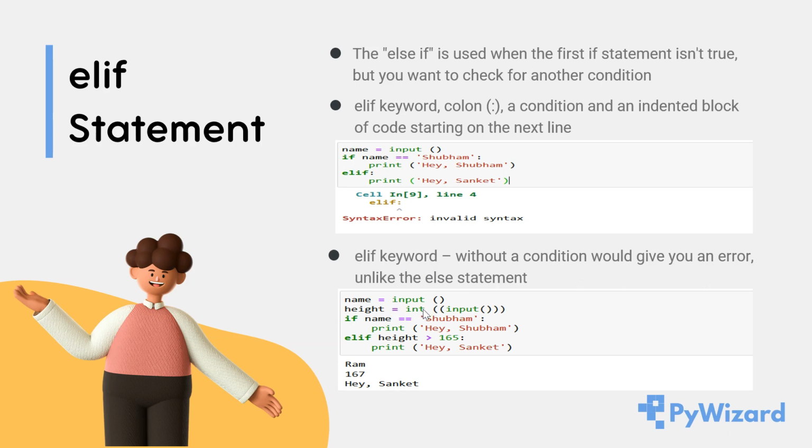So again, we go for name is equal to input, height is equal to integer of input, because height would obviously be an integer number. If name comparison operator equal to Shubham, print hey Shubham. Elif condition height greater than 165 colon, then print hey Sanket. I gave Ram as an input, then obviously the if statement got skipped. It came to elif height greater than 165. It asked for height as an input. I provided 167. So the elif condition has been satisfied. It prints hey Sanket.